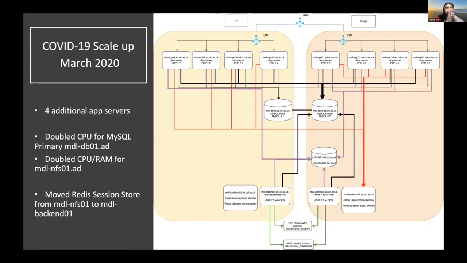We had a change of CIO just around that time. So we had new leadership, which was actually a lot more interested in the cloud than on-prem. So we essentially ended up working on both things at the same time. So we had multiple streams on-prem to scale up.